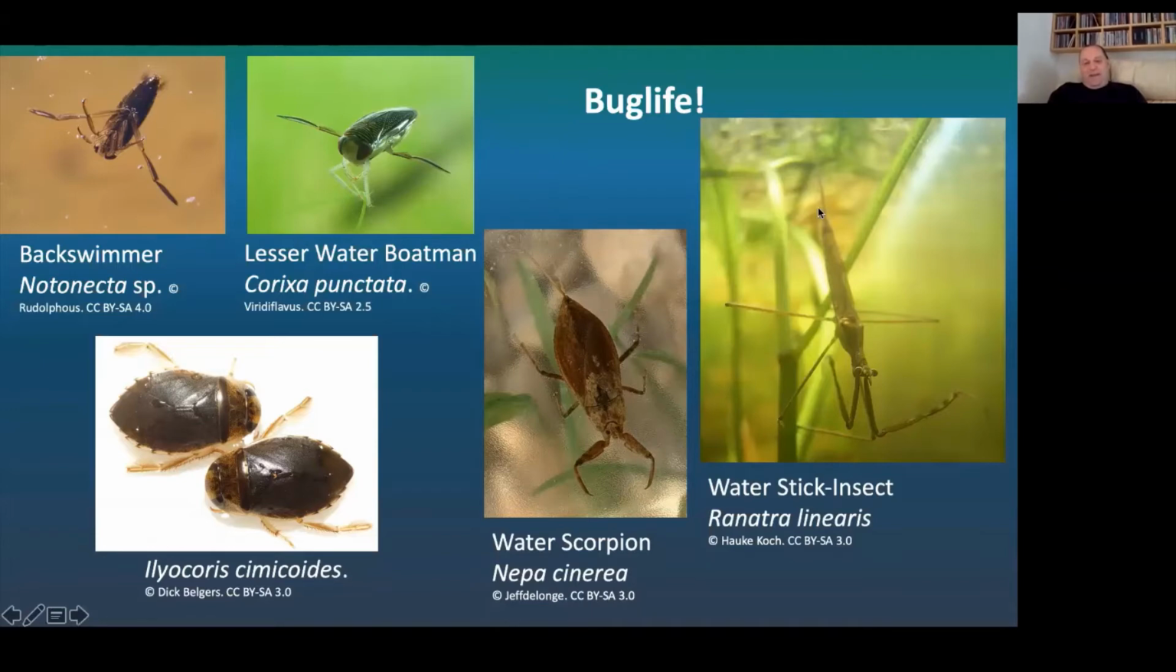The biggest bug we have, I think in Britain actually, is the water stick insect, Ranatra linearis. This is long and skinny. You can see why it's called a stick insect, but unlike stick insects, it's another predator, as I think is fairly obvious. Water praying mantis might be a slightly better name for it.